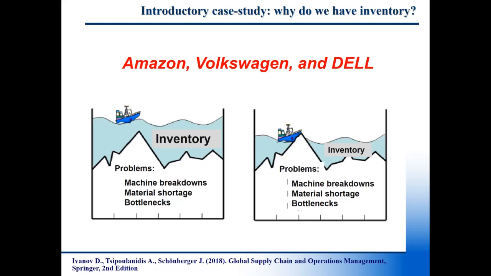Therefore, we learn ABC and XYZ analysis. Matching supply and demand needs a supply chain manager to find economic order and production quantity, or EOQ and EPQ.